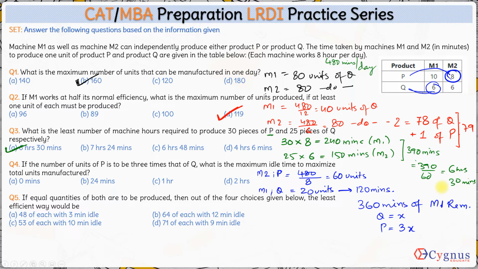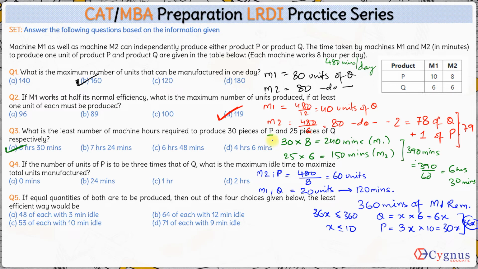If x units extra of Q are produced, 3x extra units of P will have to be produced. Now to make x units extra of Q, only M1 is working, right? So it will take 6 minutes per unit, so 6x more minutes will be required. And for P, this will be 3x into 10, that is 30x minutes. So the total amount of time required will be 36x minutes. Now this 36x minutes should be less than or equal to 360 minutes, because we only have 360 minutes available of M1. That means x should be less than or equal to 10 over here.